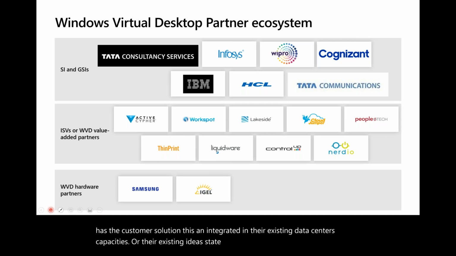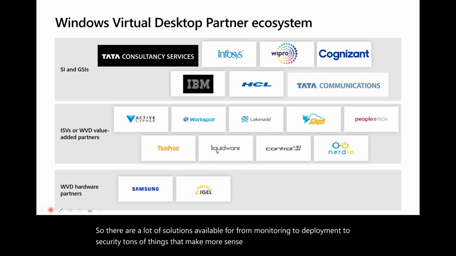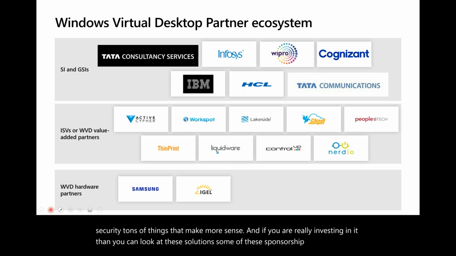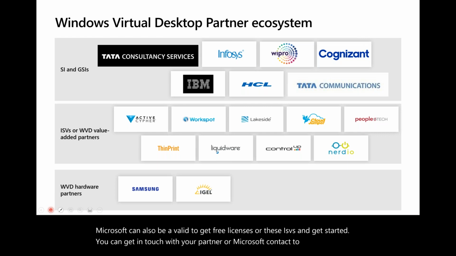The second type of partners are the ISVs who have developed value-added solutions using the WVD SDK. There are a lot of solutions available, from monitoring to deployment to security, tons of things that make more sense. And if you are really investing in it, then you can look at these solutions. Some of the sponsorship programs from Microsoft can also be availed to get free licenses of these ISVs and get started. You can get in touch with your partner or Microsoft contact to know how to avail complimentary licenses of the ISV technologies.